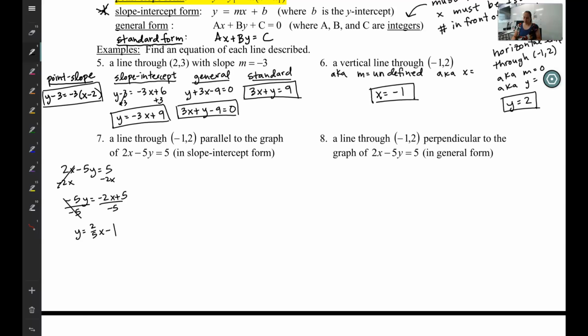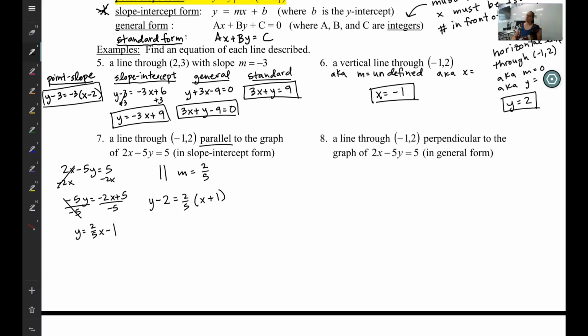Now for this particular problem, we want parallel. So that means your slope is going to stay the same. So I'm going to start with point slope. That's the easiest. So y minus y1 equals our slope, x minus x1, 2 negatives make a positive.